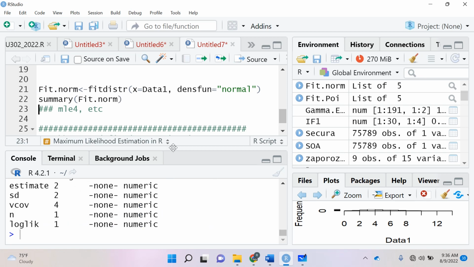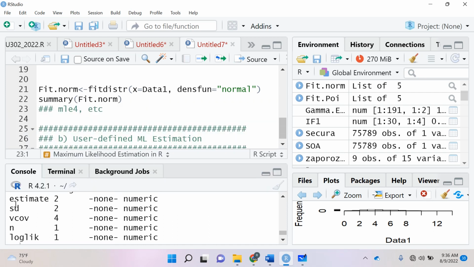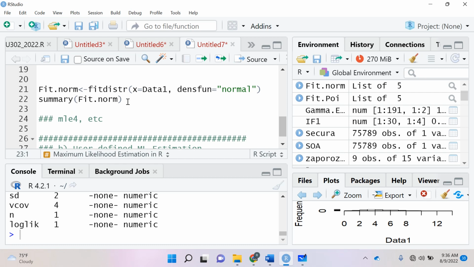So the summary tells us that if I fit that model, I have the estimate, I have the standard error, I have the variance covariance matrix, I have n, and then the log likelihood. Why is the log likelihood good? Sometimes you need all this information, because remember that when you fit models, you may want to compare which one fits better.